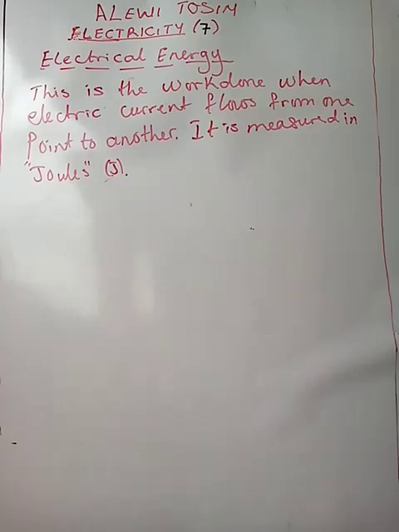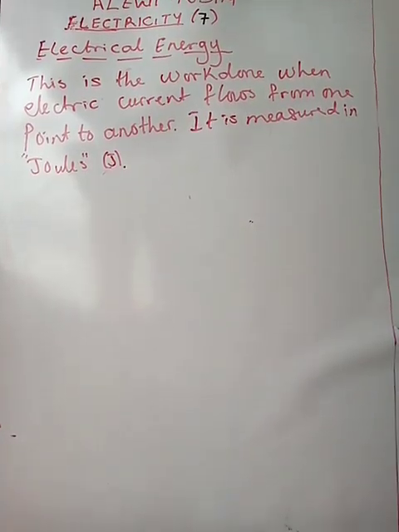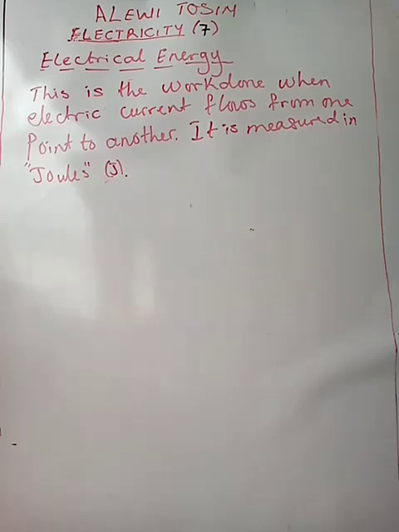Now this is Electricity 7. On this episode, we are taking electrical energy. What's electrical energy? Electrical energy is the work done when a current flows from one point to another of different potential. Current flows from one point to another of a certain what? Potential difference. It is measured in joules. Electrical energy is measured in joules, just like the other sources of energy we have.